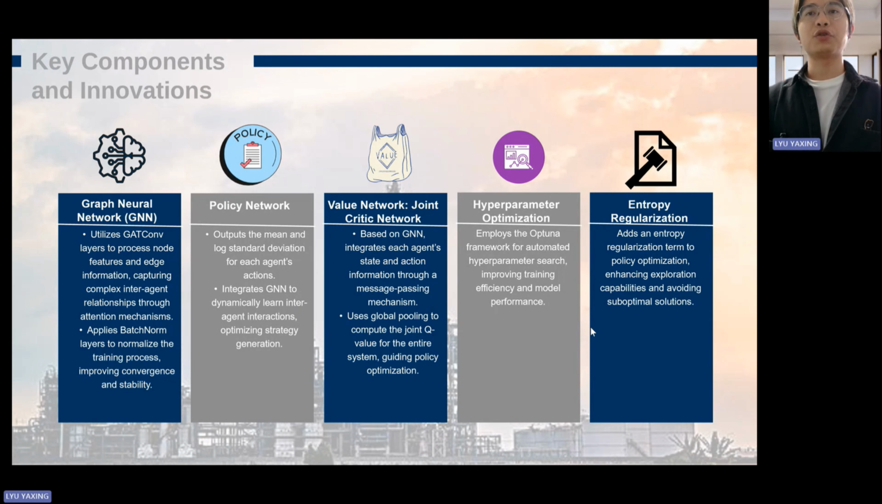Value network. The joint critic aggregates state and action information from all agents using message passing and computes the joint Q value through global pooling. Policy optimization. Hyperparameter optimization. Automated search using Optuna improves efficiency and performance. Entropy regularization encourages exploration and avoids suboptimal solutions.